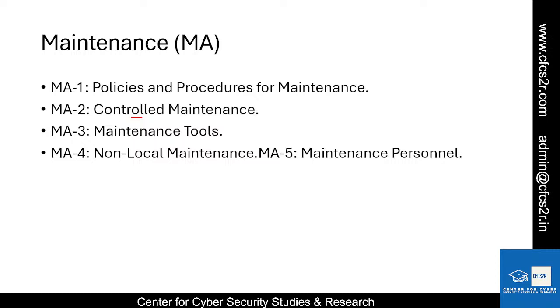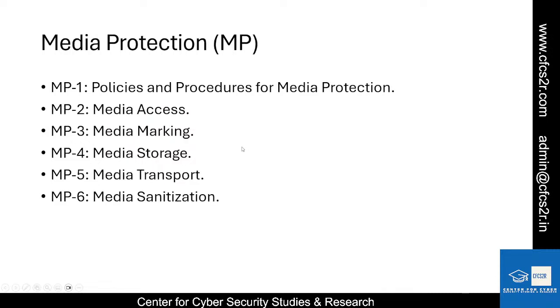You should assess how much supply chain risk you have, put down selective controls, implement those controls, and monitor them for effectiveness. So these are the important processes. In maintenance, we have certain controls from MA1 to MA4. In MA1, we have policies and procedures for maintenance, controlled maintenance, maintenance tools, and non-local maintenance. And sometimes we have maintenance personnel also.